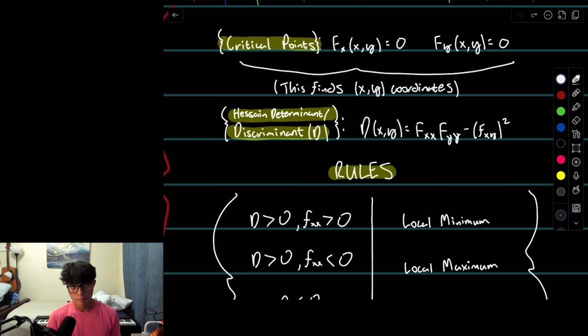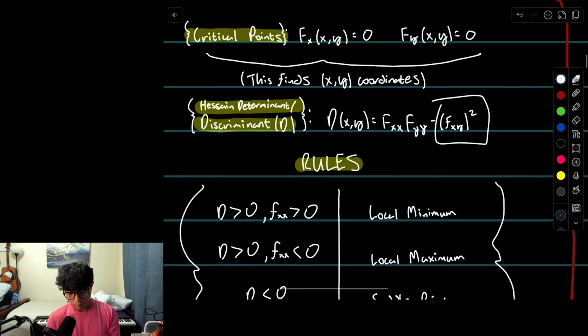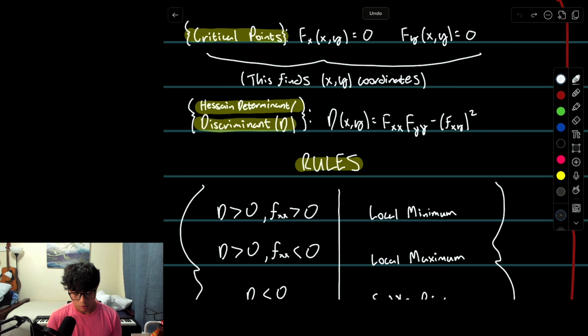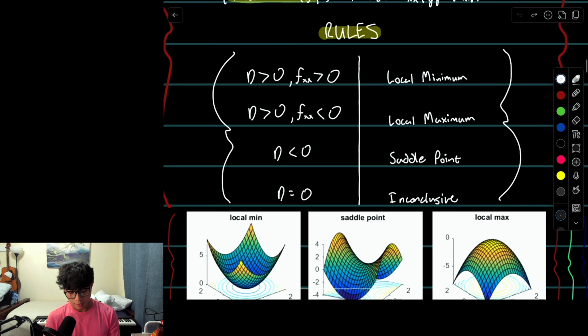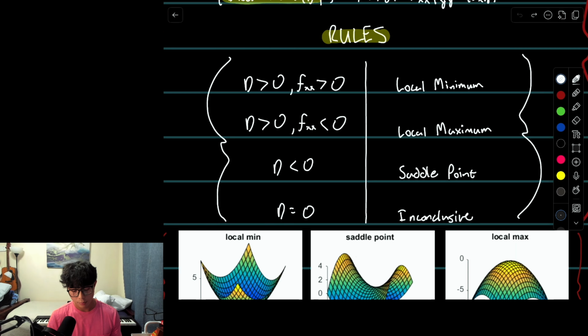Our next step would be to find the second derivative of each of those, and then a mixed derivative, which is shown over here: the derivative with respect to x, then the derivative with respect to y, and then squaring it, which is used here to find a discriminant, also known as the Hessian determinant. And then after finding our double derivatives and our discriminant, we can use these rules over here, where given the information of our discriminant and our double derivative, we can find if it's a local minimum, local maximum, saddle point, or an inconclusive test.